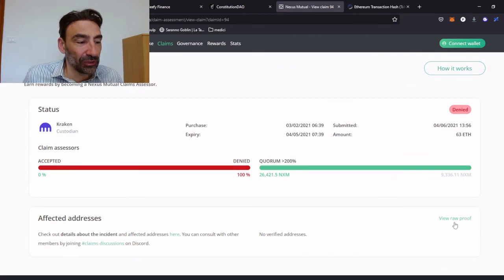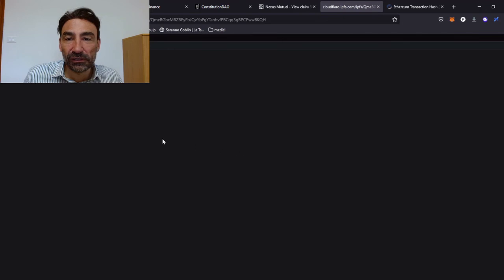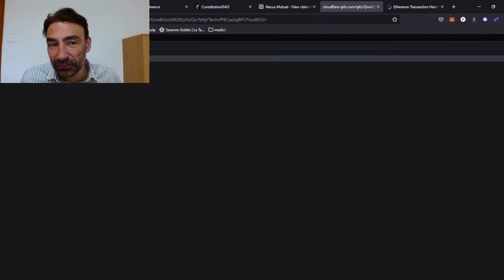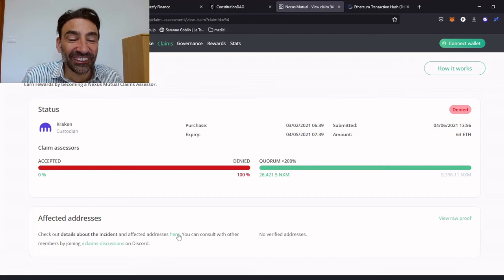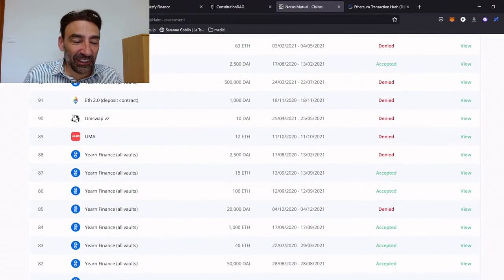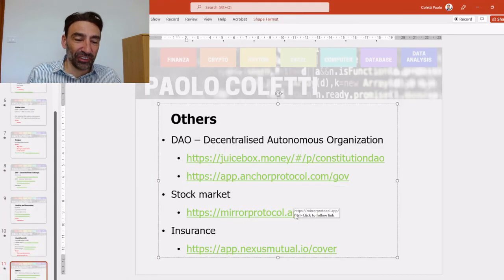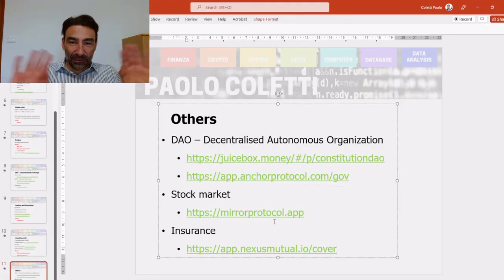Well, view raw proof. This is all the proof. Well, not too much, honestly. And now I understand why it has been rejected. Okay, and this is everything for Decentralized Finance. Bye bye.